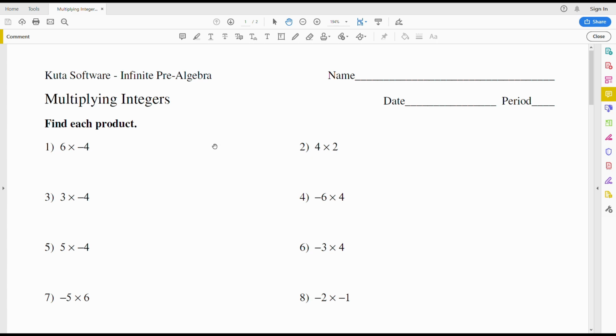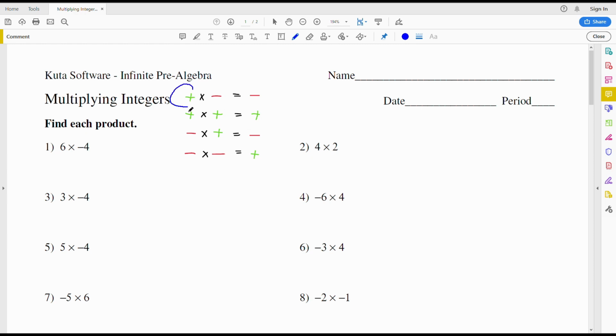Remember, same signs will result in a positive. Opposite signs will result in a negative. Now that I've drawn the table out, let's go over it.